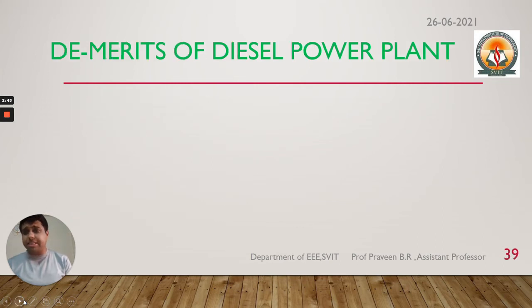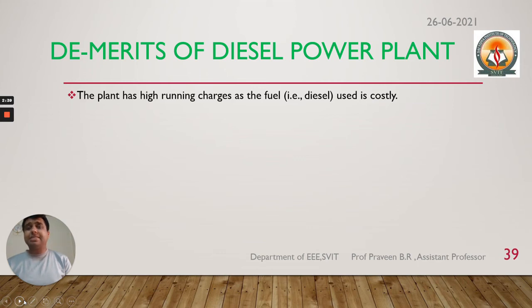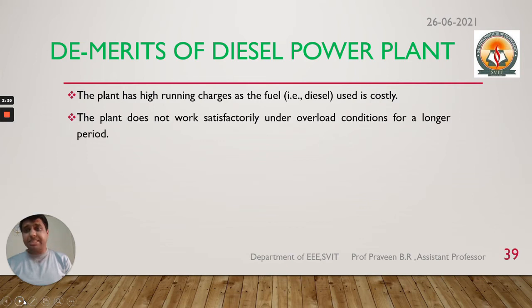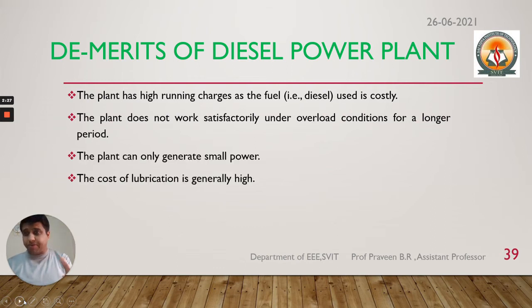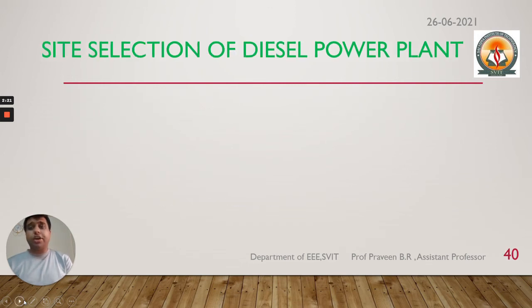Some of the demerits of the diesel power plant are: the plant has high running charges as the fuel used is very expensive. It does not work satisfactorily under overload condition. The plant can only generate small power. The cost of lubrication required is very high. The maintenance charges are generally high.